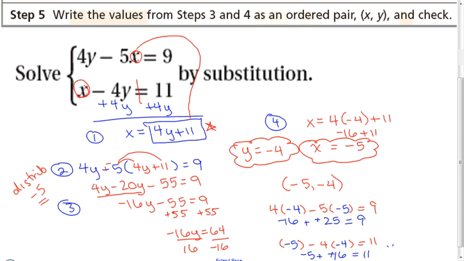So that's the proof that we've got the right solution. Always make sure you check your answers. That is the way you know for sure that you will have gotten it right. If it doesn't work, go back and look through your work. Maybe it was something as simple as forgetting to distribute a negative.